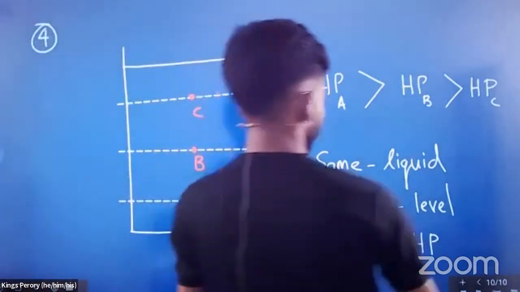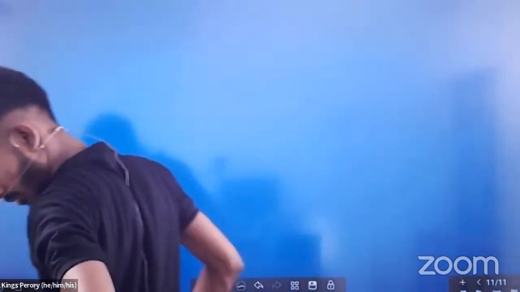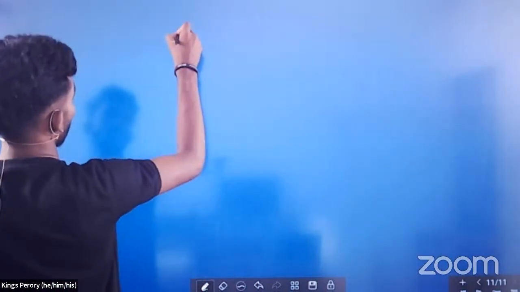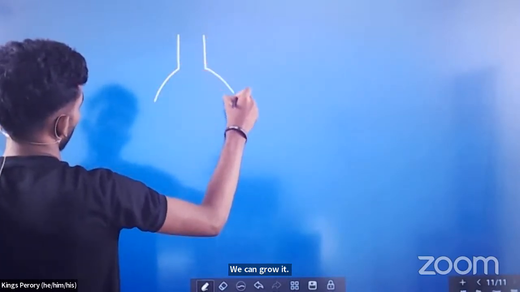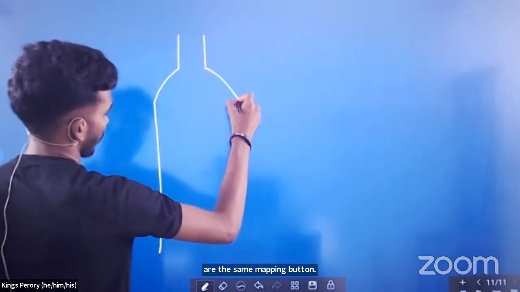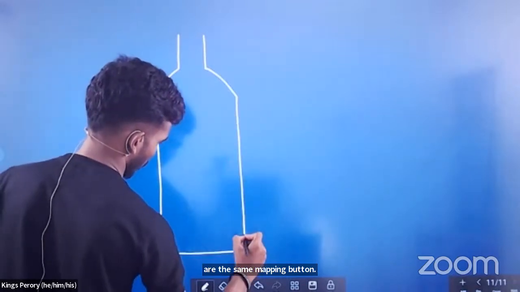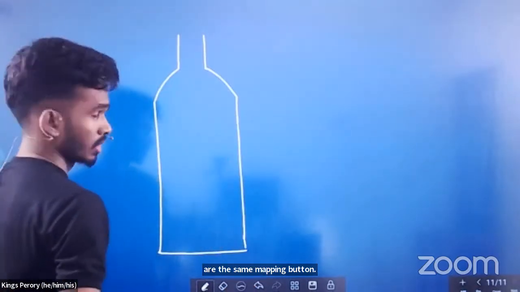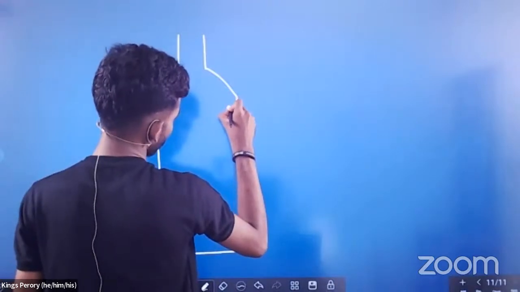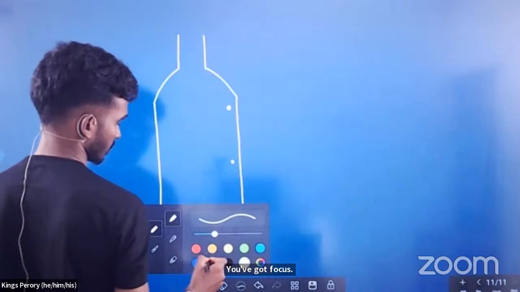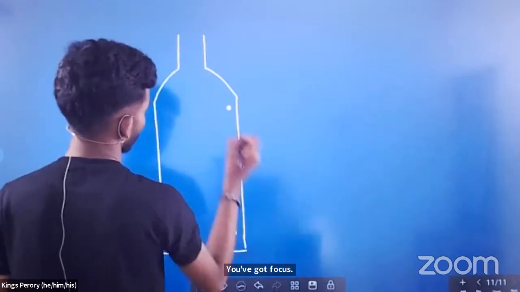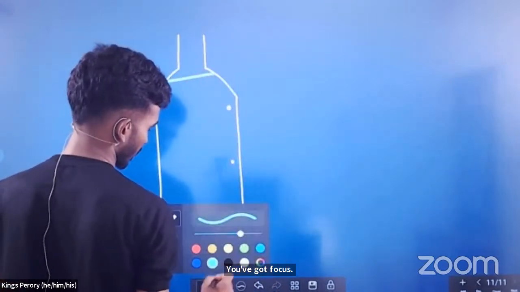We can grow it. Or take the same plastic bottle. You put holes at different levels. Holes at different levels.